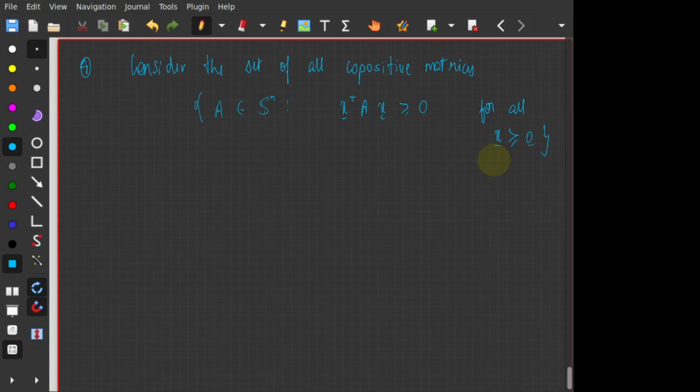Which one? Yes. Not necessarily, right? Okay, right. That's true. But it does not hold for those vectors for which some of the components are positive and some of the components are negative. Basically, all the components of x should have the same sign.